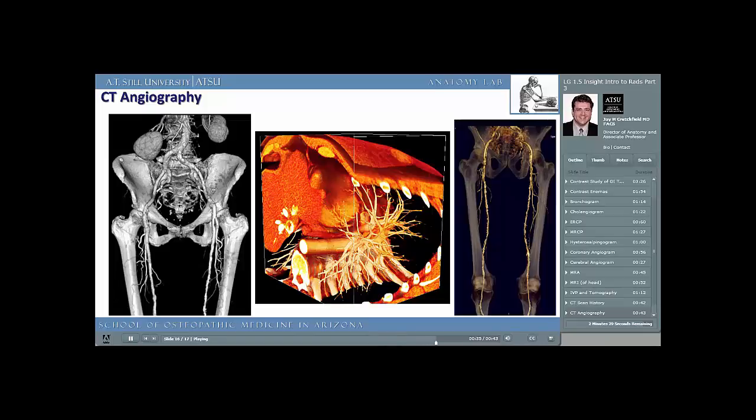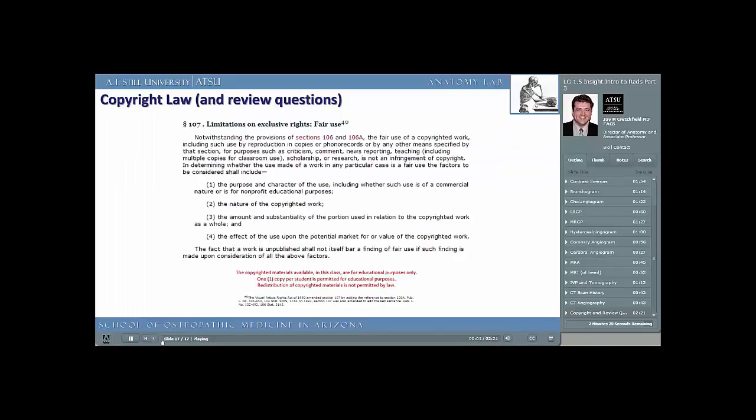Three examples of tomography: an IVP, a CT scanner, and an MR scanner. Two of the three use radiation, the third doesn't. Let's review what we've learned in this presentation.